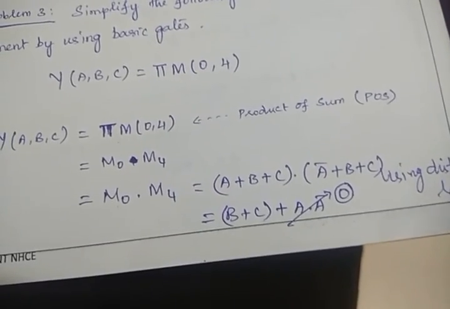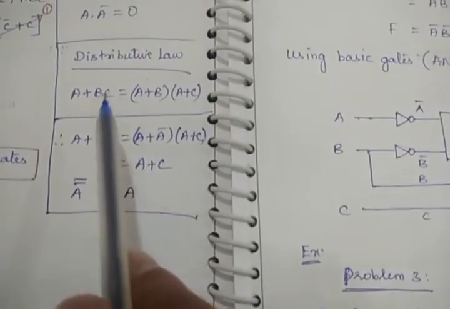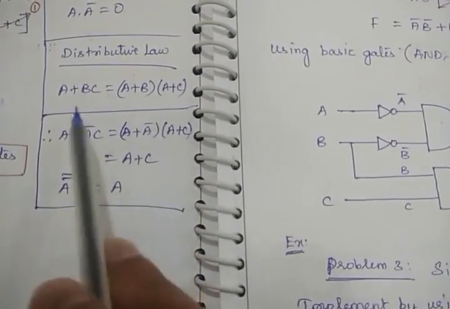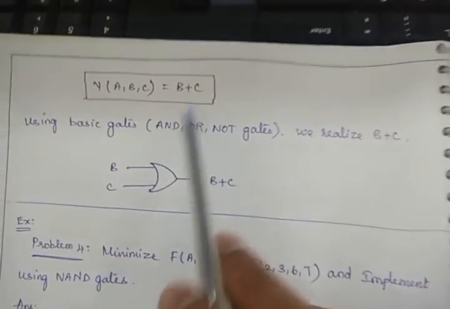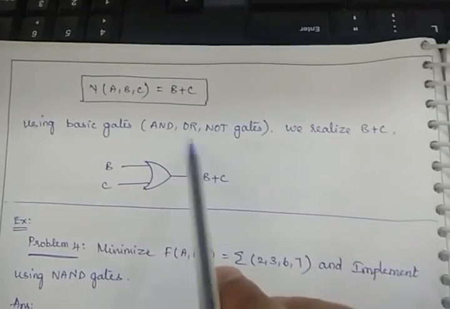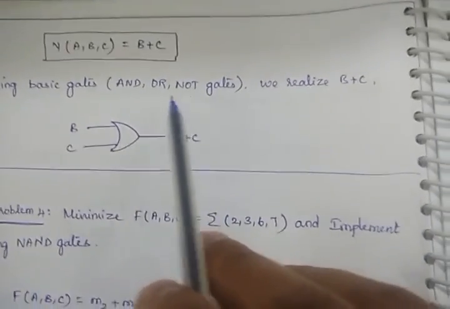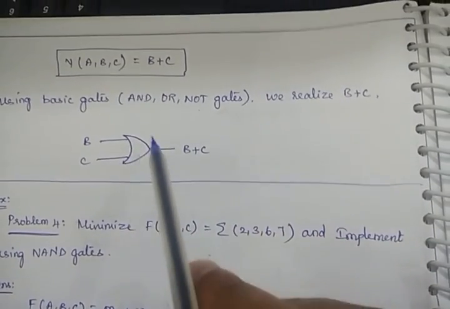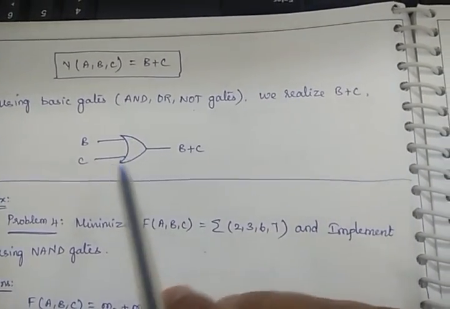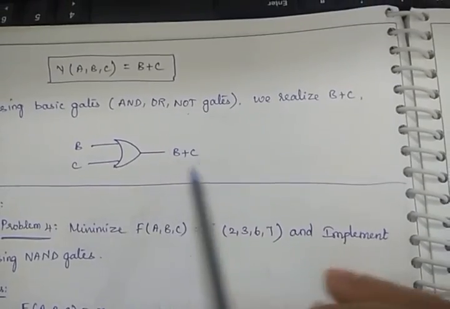Distributive law. See, I will show you the distributive law given here. So from this we can get this value b plus c. So this b plus c I want to implement by using logic gates, by using basic gates. Basic gates means AND, OR, NOT. See here both variables are in addition. For addition, OR gate is the appropriate gate, so I am using an OR gate. Then I got b plus c.